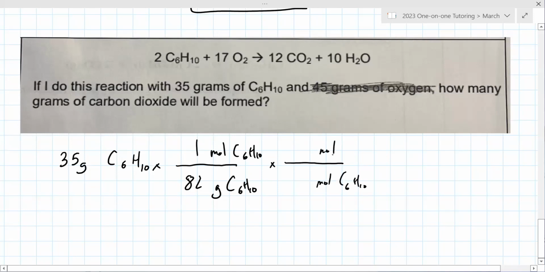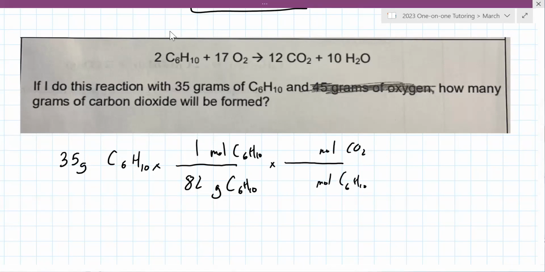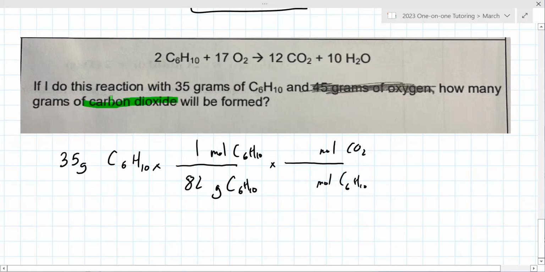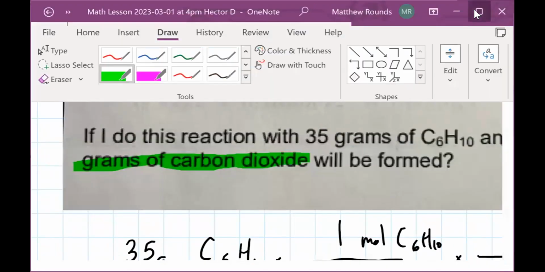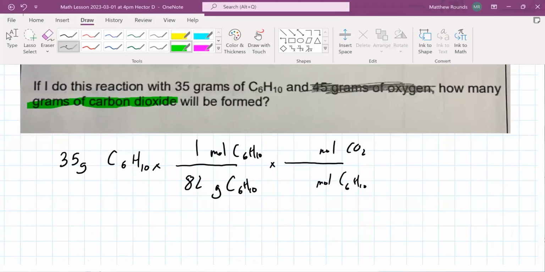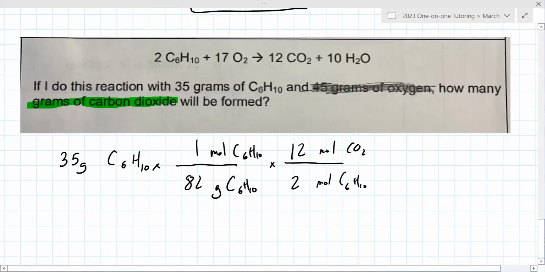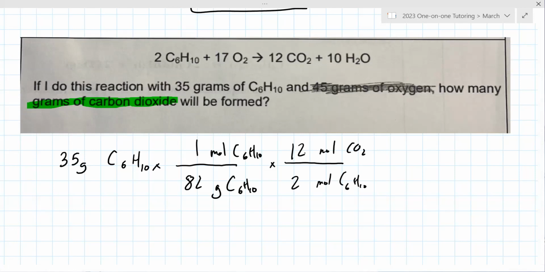Notice I'm always writing the bottom one first. I think that also helps. And we're going to CO2 this time. How do we know whether we're going to CO2 or H2O? It has to tell you. It could ask for both, but in your class, I'm sure it'll tell you. Okay. So that's 2 to 12. We just plug those in.